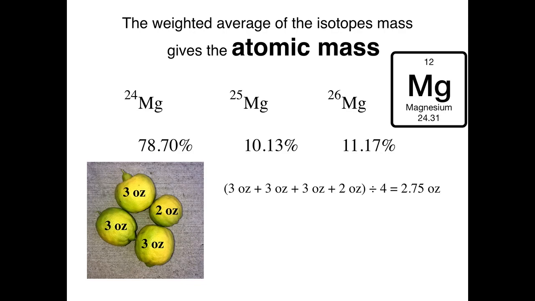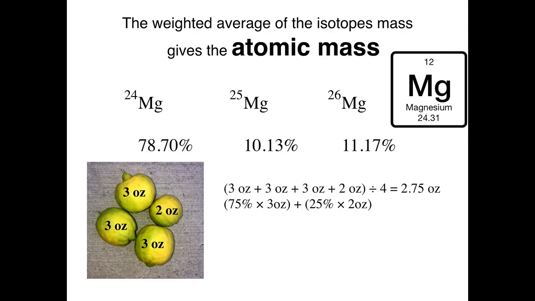There's another mathematical method to calculate the weighted average that doesn't involve such tedious addition. Let's say you had 100 lemons instead, and 99 of those lemons are 3 ounces and 1 of those lemons is 2 ounces. Would you add 3 plus 3 plus 3, 99 times, and then plus 2? That's too tedious, right? So instead, what we can do is use percentages using the natural abundance. We can say that among these lemons, there are 75% of them that are 3 ounces, 3 out of 4, and 25% that are only 2 ounces, 1 out of 4.